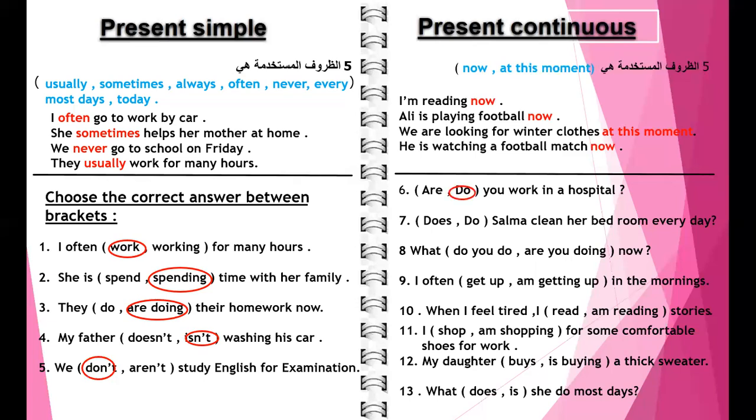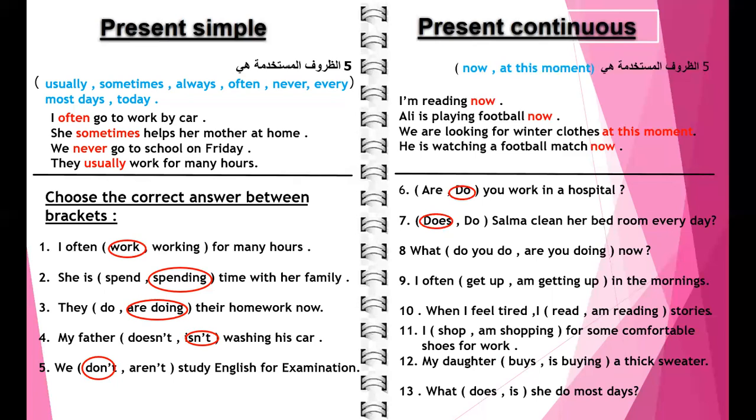7. Does or do Selma clean her bedroom every day? This tense is a present simple, but how can I choose does or do? I depend on Selma. Selma is the subject pronoun, means she. So we use does with she. The question will be, does Selma clean her bedroom every day?